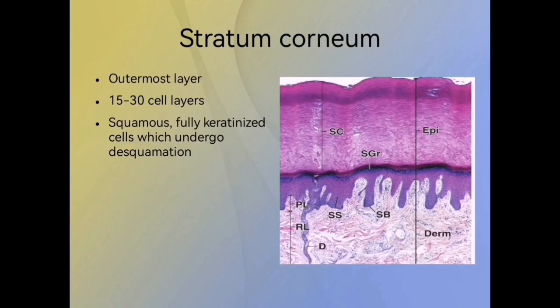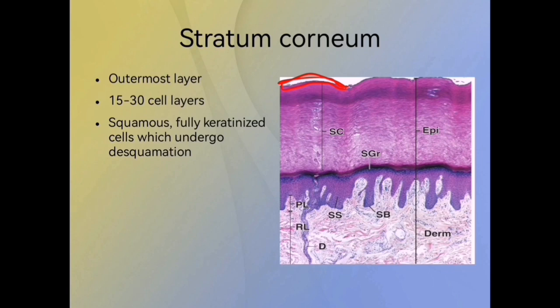Okay, the stratum corneum is the outermost layer, the most superficial, and it can be 15 to 30 cell layers thick. It contains squamated and fully keratinized cells, which will begin to undergo desquamation at the topmost surface here. The cells will be sloughed from the surface.